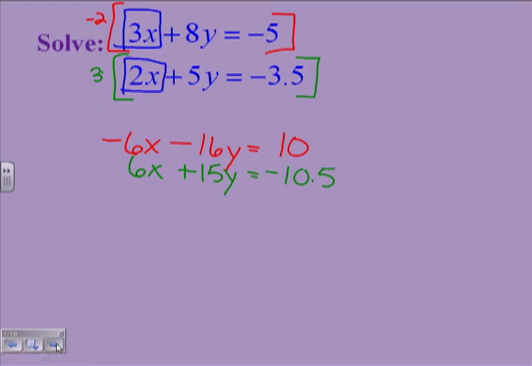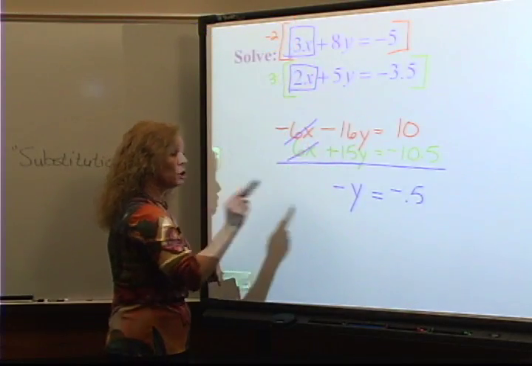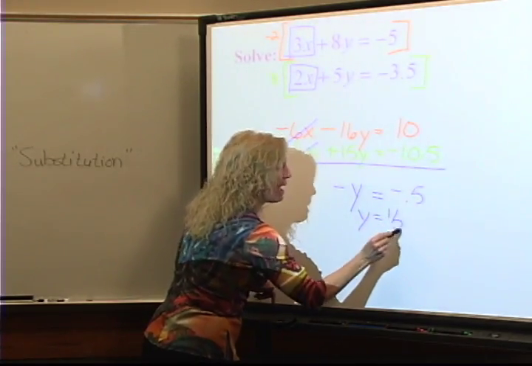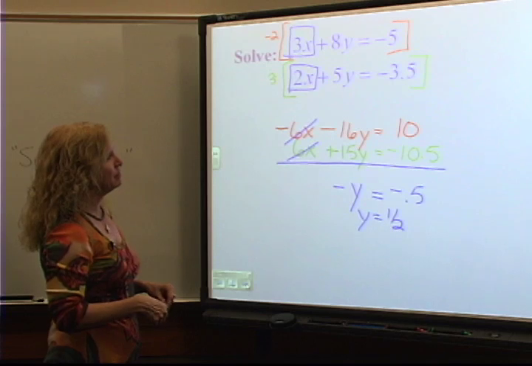Now these are equivalent equations to the original two that I was given, and what works out really nice is that now I can add these two equations up. And in the process of adding, I've lined up my equals. Negative 6x plus 6x, the x's are eliminated. And I get negative 1y is equal to negative 0.5. So y is equal to 1/2, or 0.5, whichever way you like to look at that.